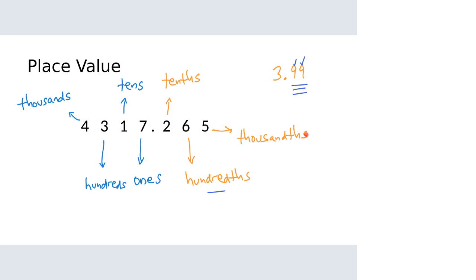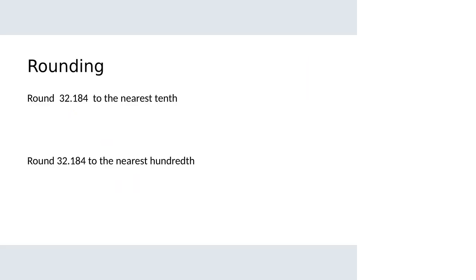Next up, we're going to look at rounding. So we're given a number. Round 32.184 to the nearest tenth. So here's the process that we're going to go through to round. Please don't overthink this. Don't make it more complicated than it is. We're going to round 32.184 to the nearest tenth.